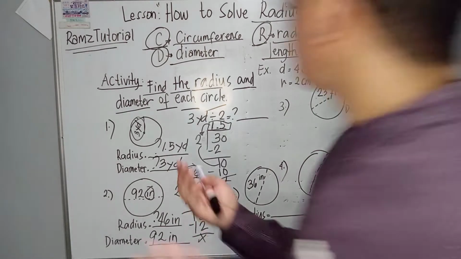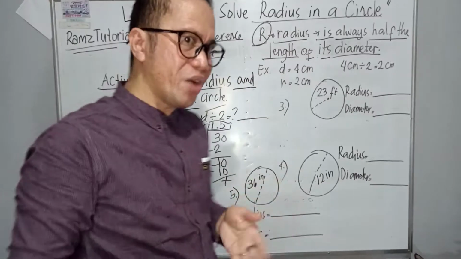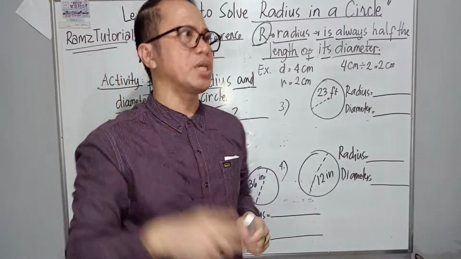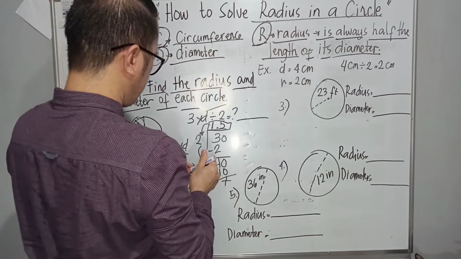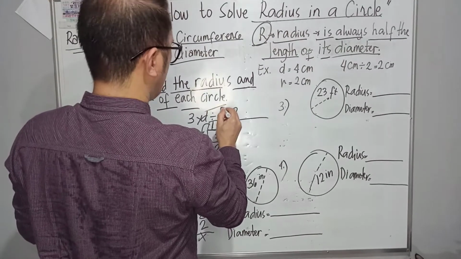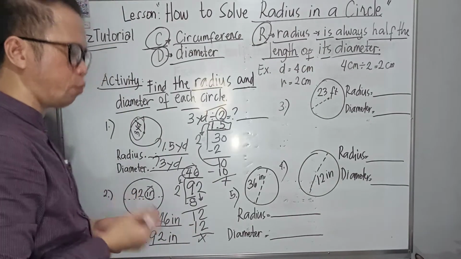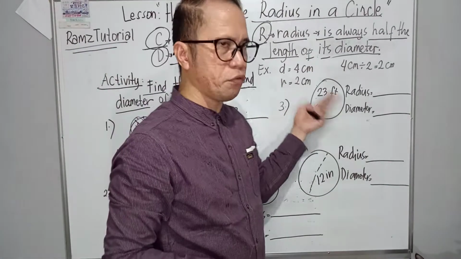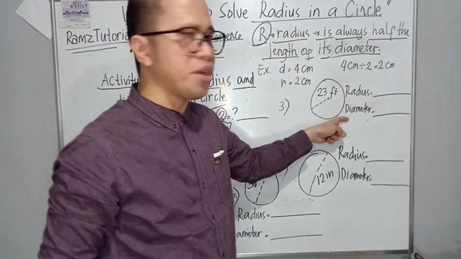I know you're finished jotting down, and of course the formula here is we need to divide by 2 only. You need to divide by 2 in finding the radius of a circle. Divide only by 2. Now let us proceed to number 3, which is 23 feet for our next circle, and we're going to find out the radius and the diameter.